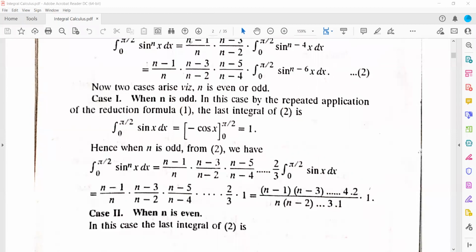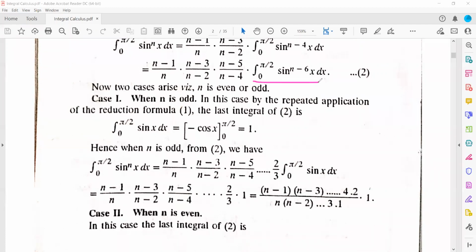Now see here. The integral from 0 to pi by 2 of sine to the power nx dx is equal to what? (n minus 1) upon (n minus 3), (n minus 5)... times the integral from 0 to pi by 2 of sine. Now tell me, the power of sine in this integration, in every step, decreases by what? It decreases by 2, is it not?